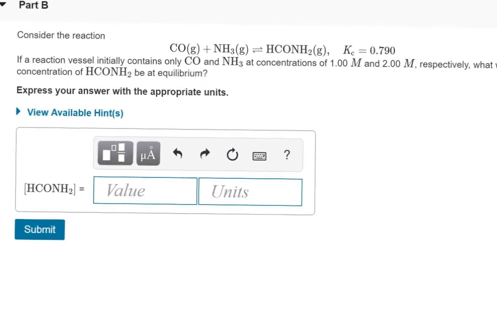All right, let's take a look at plus minus calculating equilibrium concentrations, part B. I'm going to blow it up now so we can see it a little bit better.